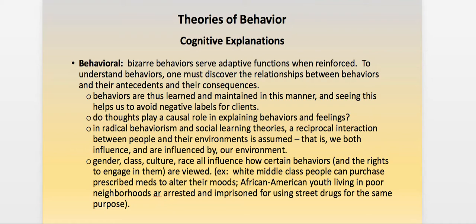A good example, I think this comes from the Gambrill text, is that white middle class people purchase prescribed medications to alter their moods. Yet if you're an African American youth living in a poor neighborhood in a city somewhere, you get arrested and imprisoned for using street drugs for the very same purpose.